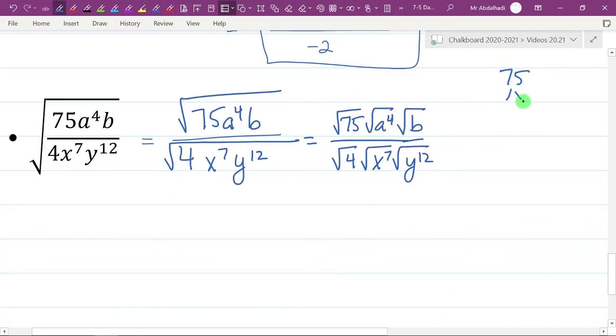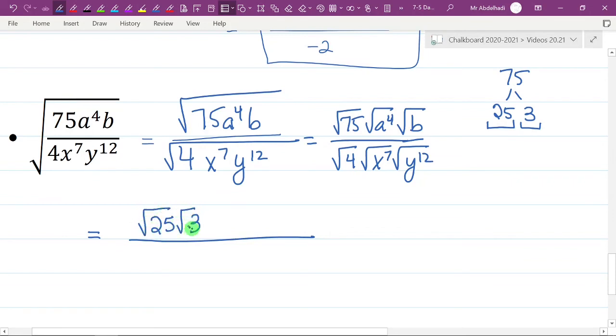75. Well, I think most people, when they think about 75, they think about 25 times 3. 25 is a perfect square, and 3 is a prime number. If you get a perfect square times a prime, you don't have to go any further. So I'm going to start over here. This 75 becomes the square root of 25 times the square root of 3.